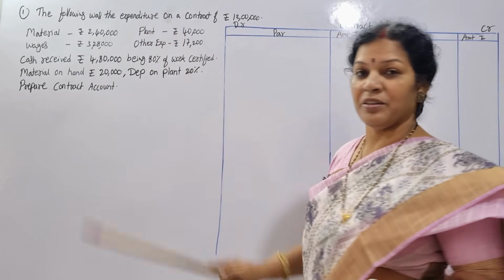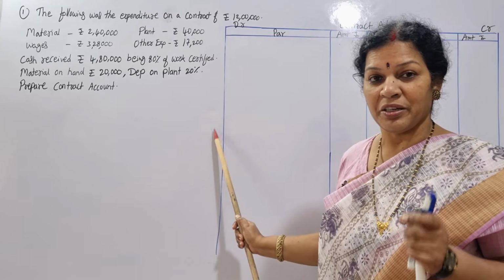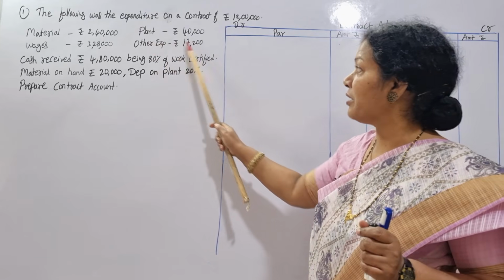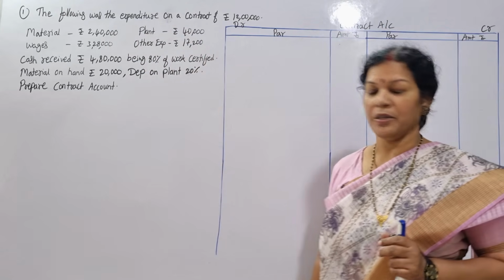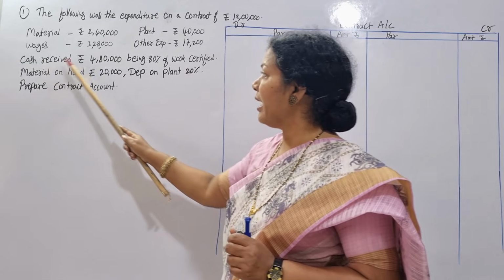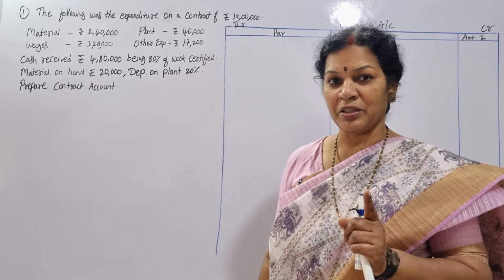Next, plant. Plant is also on the debit side. Whatever you are purchasing should be on the debit side. So plant and other expenses are also on the debit side. These four items we are going to write on the debit side. And what else is given? Cash received, 4,80,000.